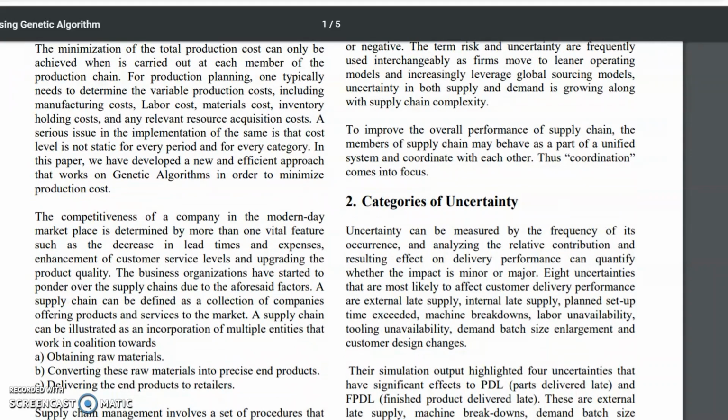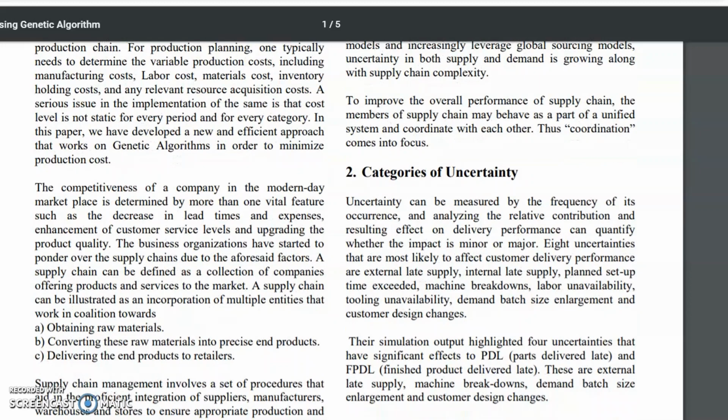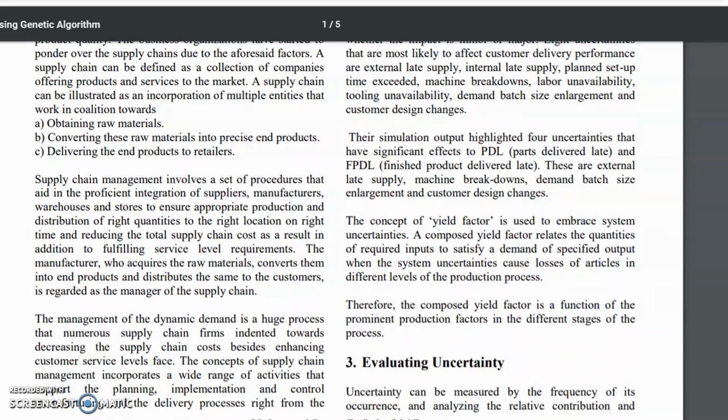And so here, coming to the point of supply chain, there are many entities in the supply chain. For example, we have to get the raw materials, we have to convert the raw materials into end products, and then we have to deliver the end products to the retailers. So to improve the overall performance of the supply chain, we have to make a coordination between different factors. What a supply chain mainly is, is that it involves a set of procedures that is responsible for integration of suppliers, manufacturers, warehouses and stores.